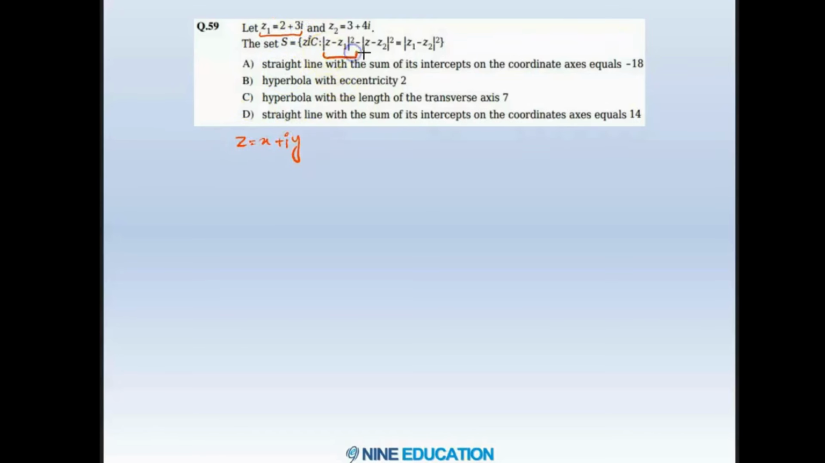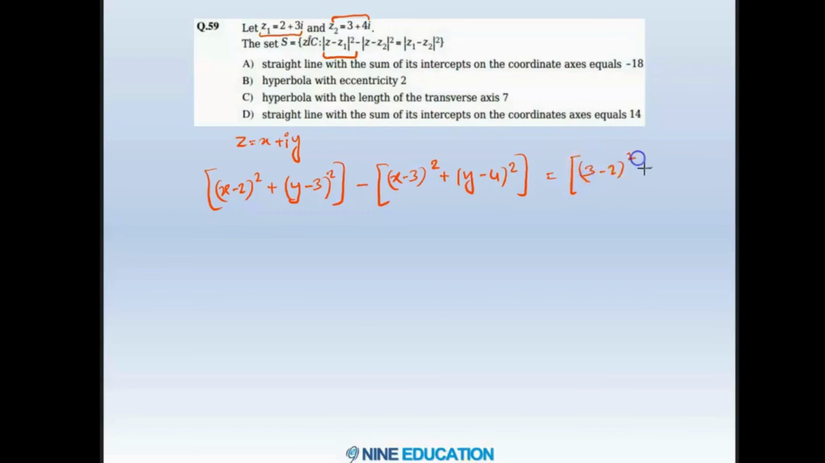Then the first term is modulus of z minus z1, whole square. That will be nothing but (x minus 2) whole square plus (y minus 3) whole square. Okay, and then the next term will be minus modulus of z minus z2. z2 is 3 plus 4i, so this will be (x minus 3) whole square plus (y minus 4) whole square, and that is equal to modulus of z1 minus z2 whole square. So z1 minus z2 means (3 minus 2) whole square plus (4 minus 3) whole square.